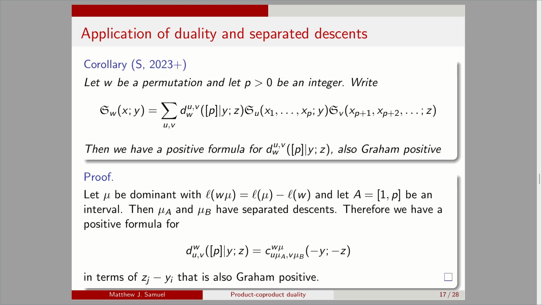So the proof is that if we let A be the interval 1 through p and B be the complement, then mu A and mu B have separated descents. So the formula on the previous slide applies. So the positivity result holds for the coproduct.